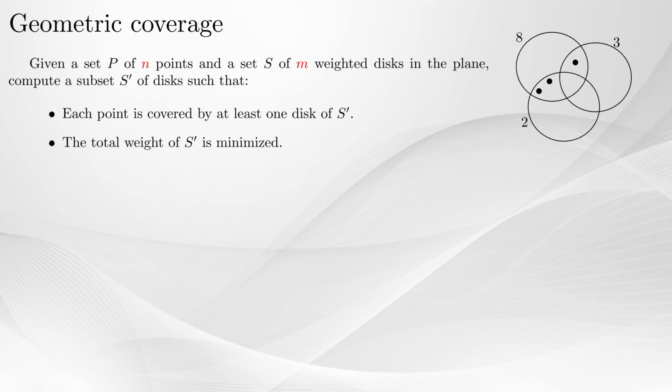Given a set P of n points and a set S of m weighted disks in the plane, compute a subset S prime of disks such that each point is covered by at least one disk of S prime, and the total weight of S prime is minimized. Just like this example, we have 3 disks, each with a different weight. So we can use the 2 red disks to cover all points, which is the optimal solution because the total weight is minimized. And the problem is known to be a bit hard.